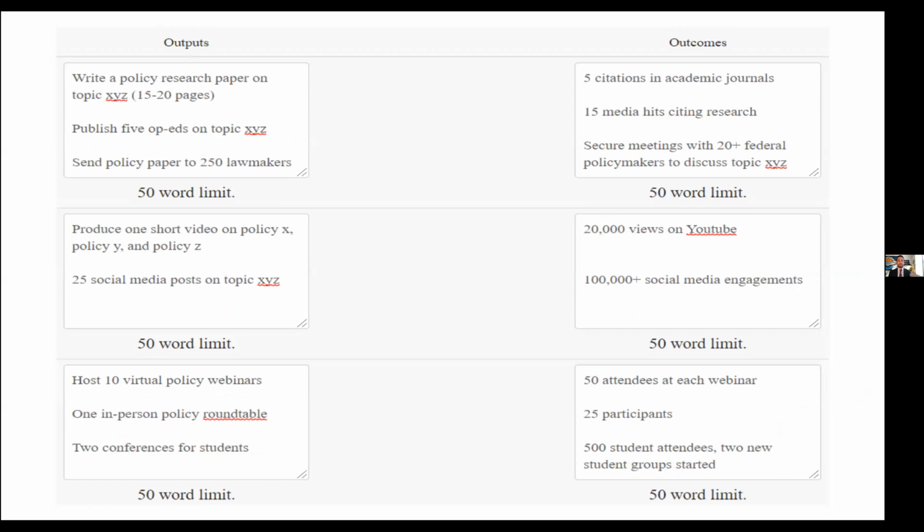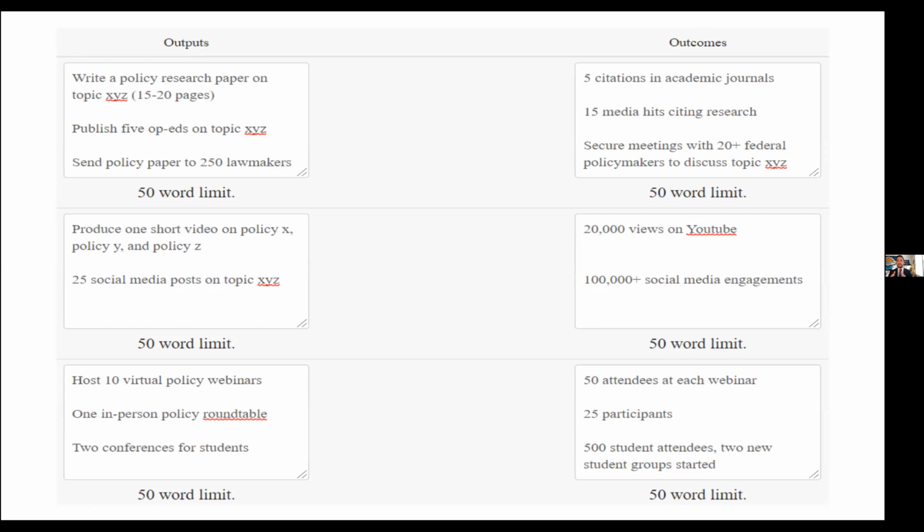So again, the output section, as you can see, are quantifiable things that I'm going to do. If I received a grant from Atlas Network, I'm going to write a research paper. I'm going to send this research paper to lawmakers. I'm going to post on social media, host webinars, and host conferences for students, right? This is what I'm pitching Atlas Network on. This is my project's activities.